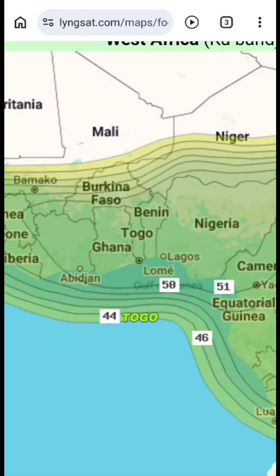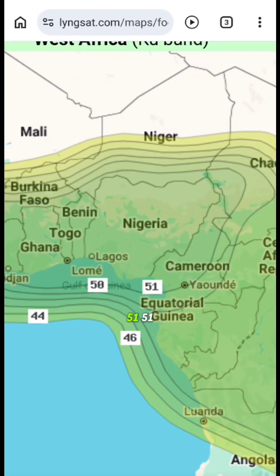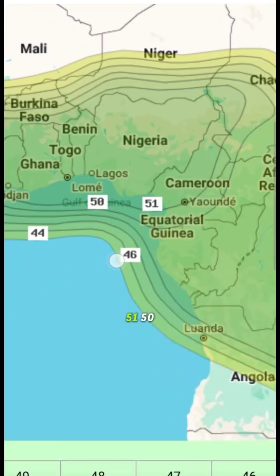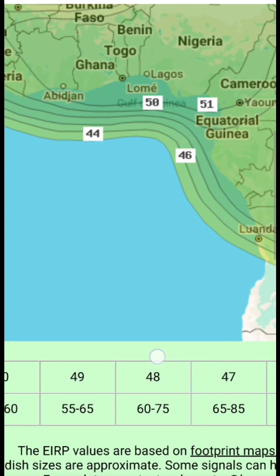Now if you come to the table here, you see the signal is measured in decibels. Look at it. The signal is measured in decibels. So between the signal of 50, 51, or 50 for instance here, what size of dish do you need?